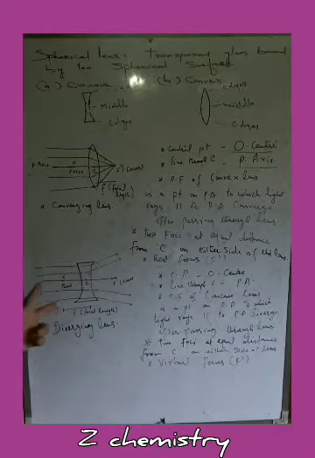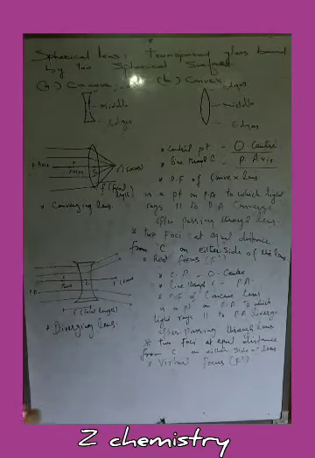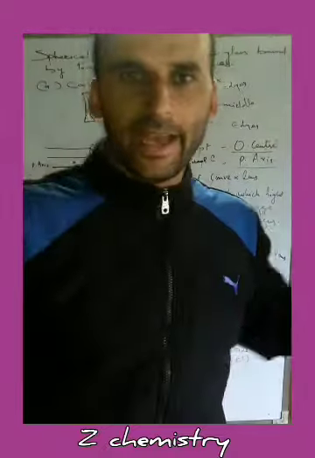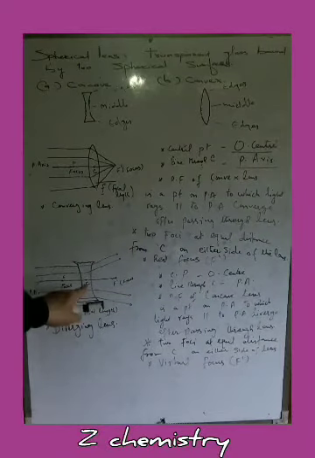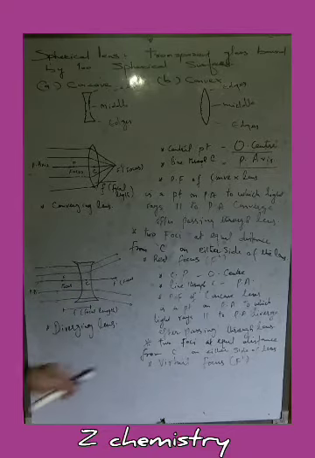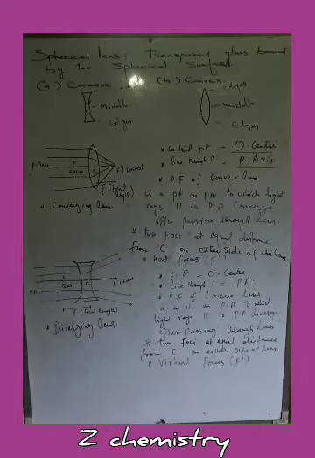Then there is the diagram of the concave lens. About this concave lens, as I was saying, a lens which is thin in the middle and thick at the edges is called a concave lens. There is a point in the center of this particular lens, that's called the optical center. A line that passes through this optical center is called the principal axis.